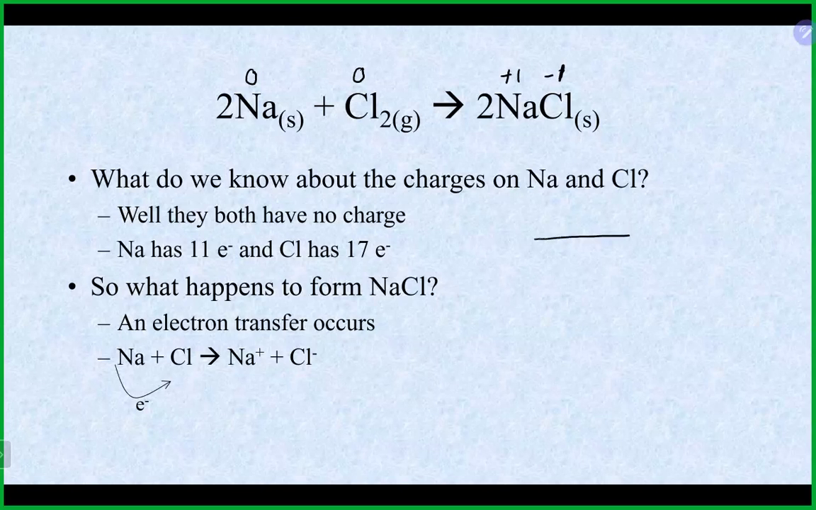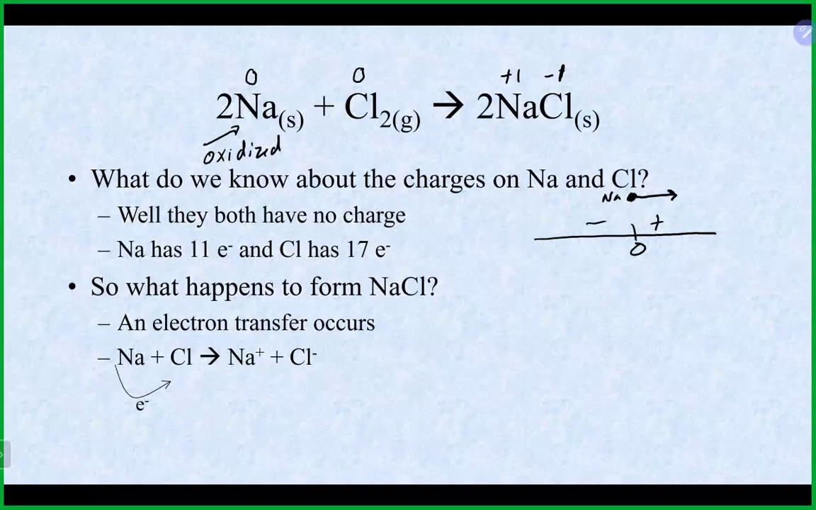So once again, if we take a look at our number line and we look at the sodium, sodium on the left-hand side started at 0. On the right-hand side it ended at +1, which means it's moving in the positive direction. That means that the sodium here is being oxidized, yeah? If we look at the chlorine, chlorine started at 0, ended on the right-hand side at -1, which is moving in that direction on the number line, becoming more negative. The chlorine is being reduced.